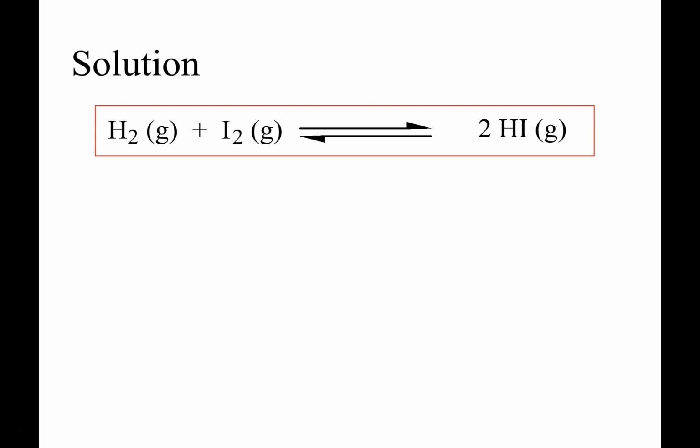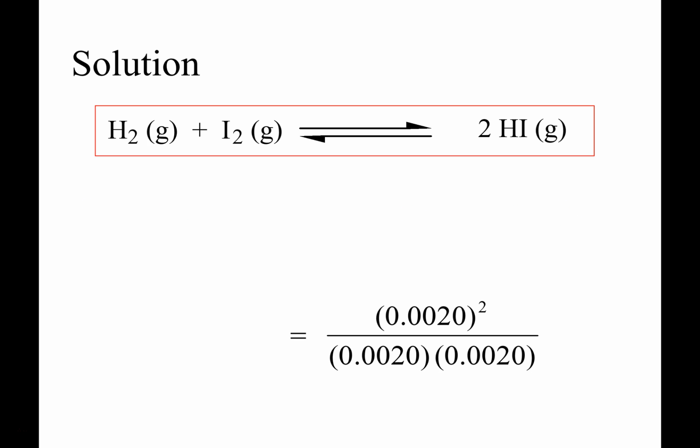I would come up with a Qc, I'll move this so I have more room, is equal to HI raised to the second power divided by H2 raised to the first power, also times I2 raised to the first power. So all I'm going to do is substitute those quantities in there. And the math's pretty easy, isn't it? Wow. Check that out.